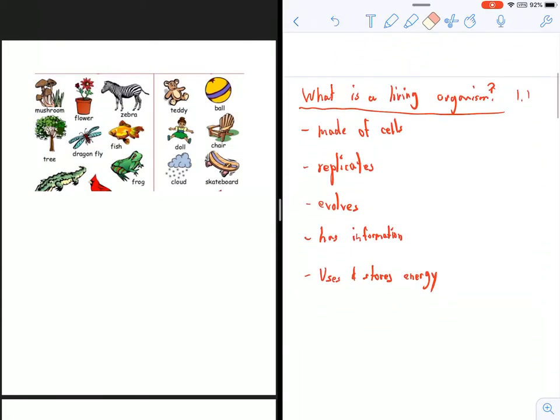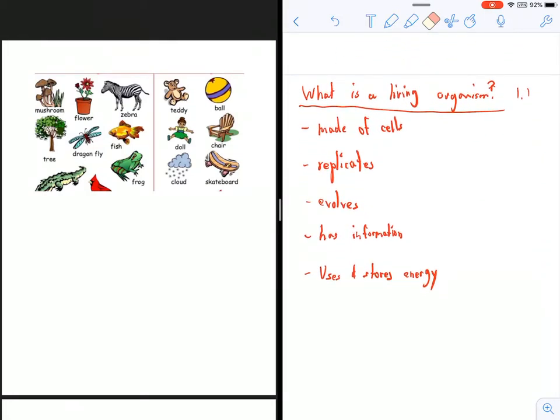So, what is a living organism? A living organism is made of cells. It can replicate by itself. It evolves, stores and passes down information, and uses and stores energy. I'll be going in depth over each of these concepts in this chapter.